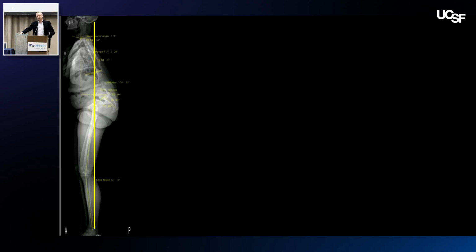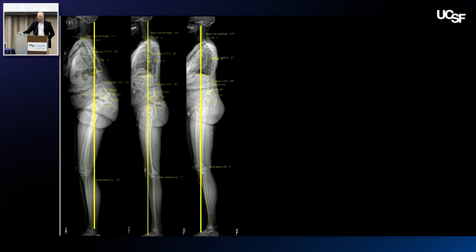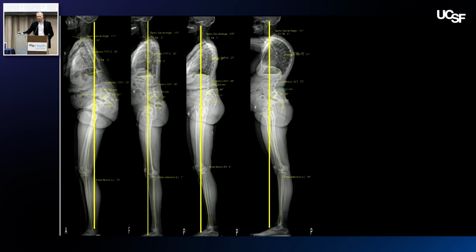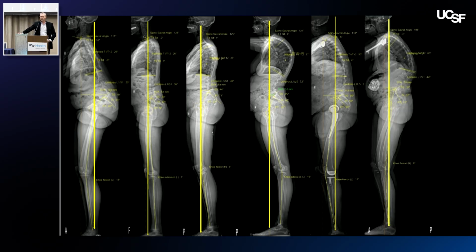So here's a lady, she has positive sagittal balance. She's got hypokyphosis. Here's somebody with hypokyphosis but is balanced. Here's somebody with normal or neutral kyphosis and is balanced. Here's somebody with hyperkyphosis but balanced. Here's somebody with moderate, you'd say thoracic kyphosis but imbalanced. Somebody with more thoracic kyphosis and imbalanced.